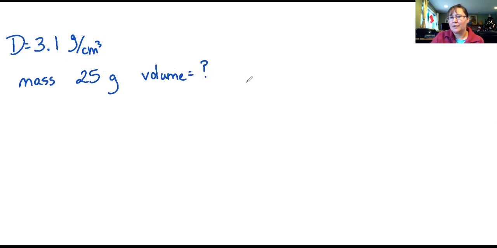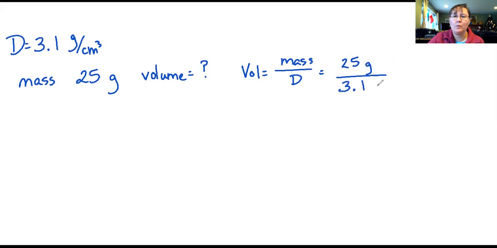Well, then we can just solve for volume. Since density is equal to mass over volume, volume is equal to mass divided by density. So we have 25 grams divided by 3.1 grams per centimeter cubed. That eliminates our grams, and then centimeter cubed is our answer.